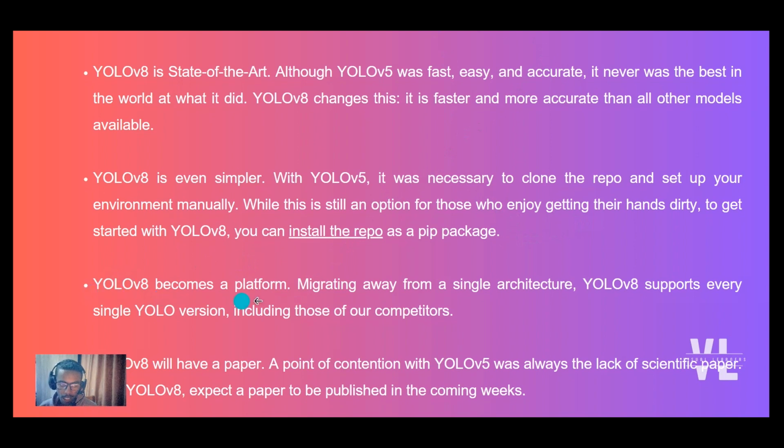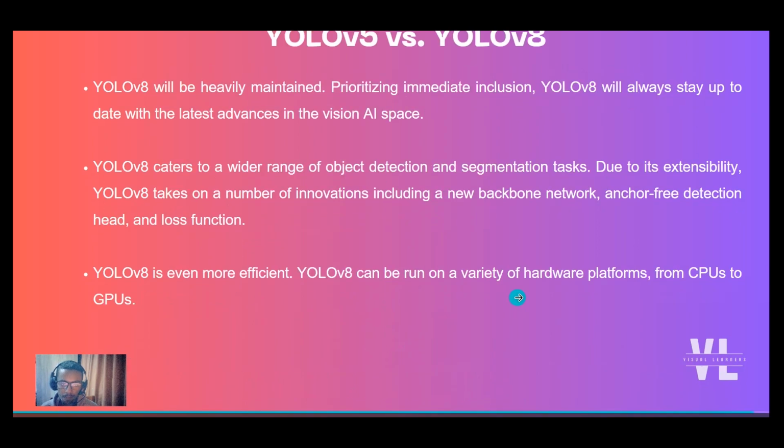YOLO V8 becomes a platform. Instead of just being a GitHub repo as before, now it's a platform. Migrating away from a single architecture, YOLO V8 supports every single YOLO version, including those of their competitors. They also promised that YOLO V8 will have a paper, and a point of contention with YOLO V5 was always the lack of a scientific paper. With YOLO V8, expect a paper to be published in the coming weeks.